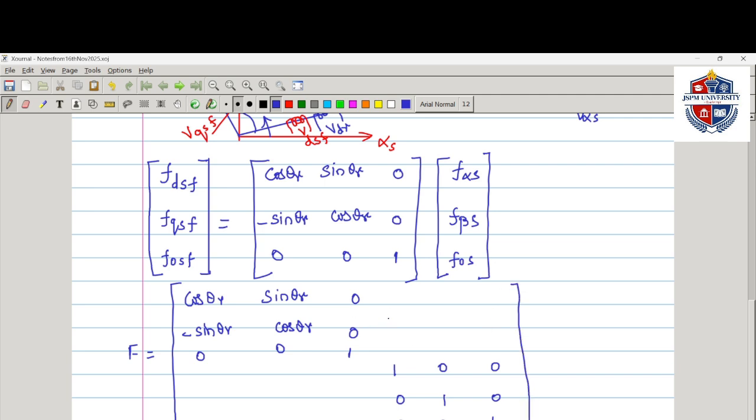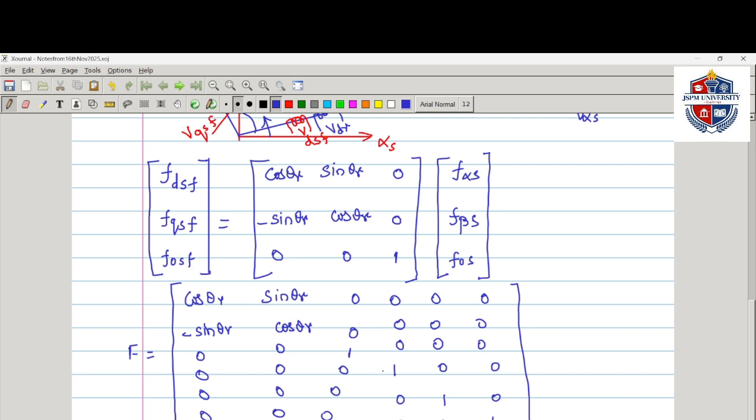So the remaining variables are zeros only: 0, 0, 0, 0, 0, 0, and 0, 0, 0. Similarly, here also 0, 0, 0, 0, 0, 0, then 0, 0, 0. So this is the conversion matrix. We have to use it for the conversion of alpha beta, the conversion of stator variables to the rotor variable.